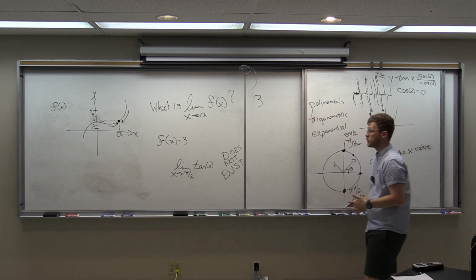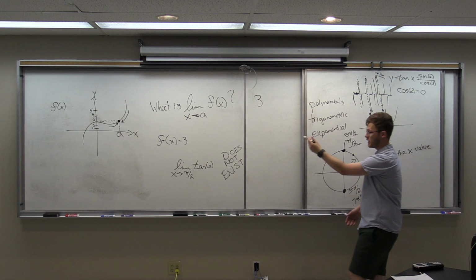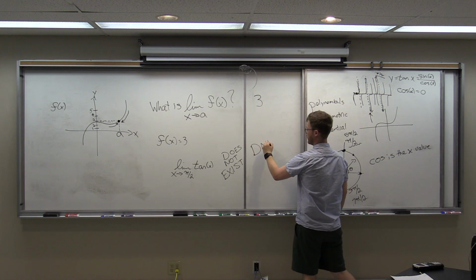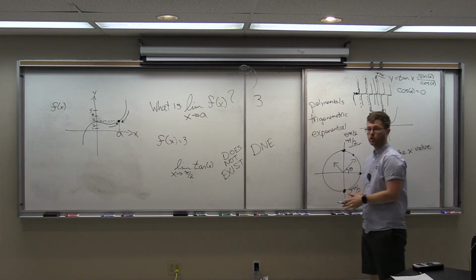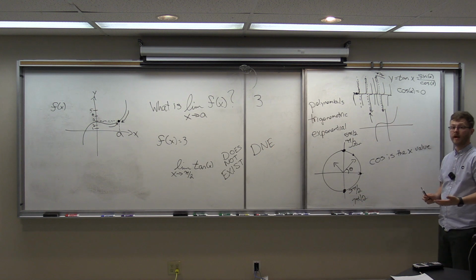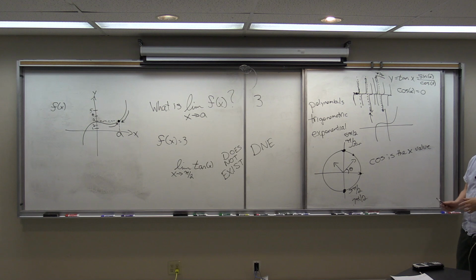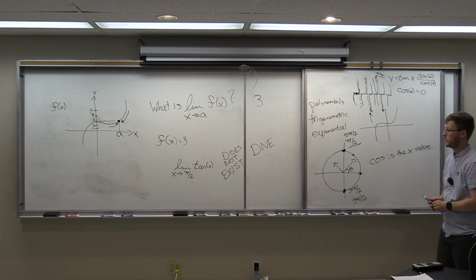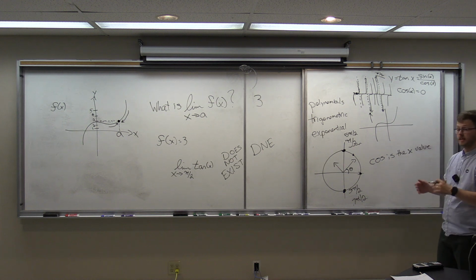When you're writing your answers to your professor, often you will write does not exist. Sometimes they will even instruct you to just write DNE as a shorthand. There's no answer. You can't say it's 1, it's 0. You shouldn't even say it's infinity. It does not exist. So we've looked at the idea of limits existing.